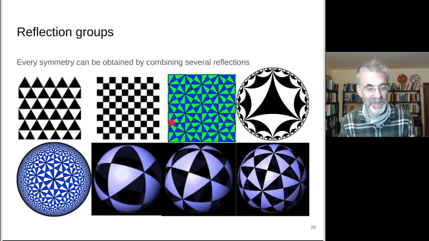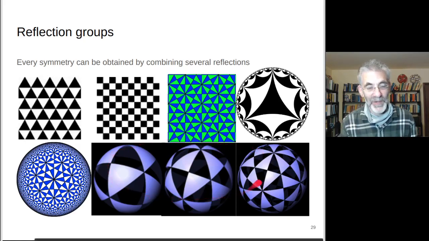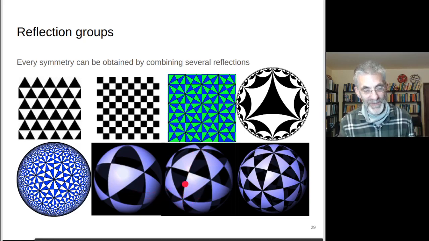For instance, in this third one, you can reflect in a line like that, which will preserve the pattern, only changing the blue to green and so on. The bottom three are examples of spherical reflection groups. Here what you do is you take a sphere and you reflect it in one of the hyperplanes of these three diagrams, and that gives you a spherical reflection group.